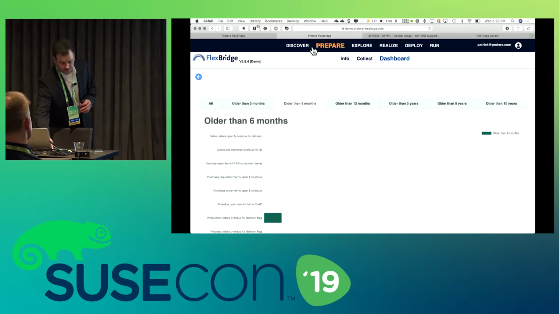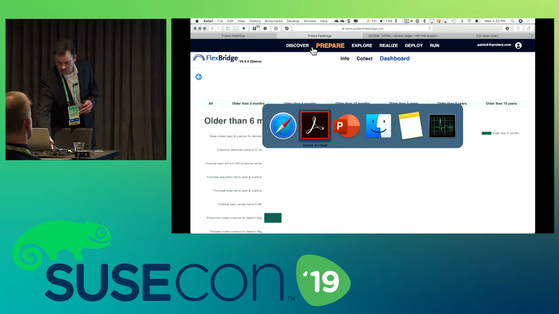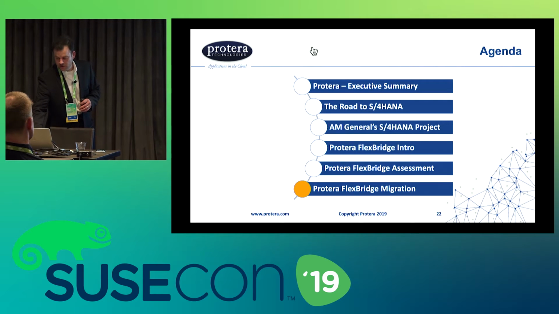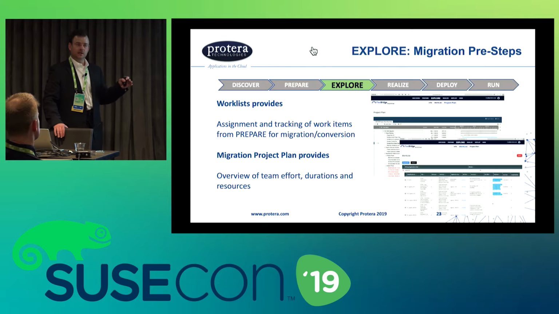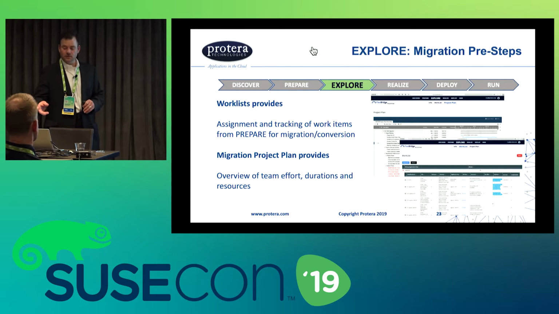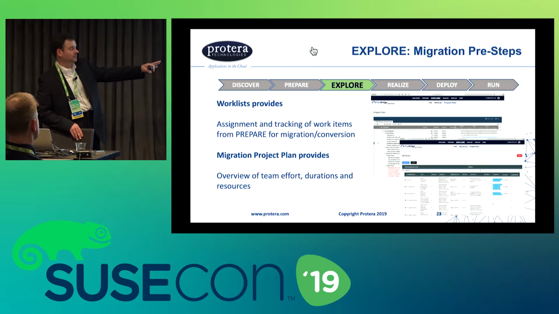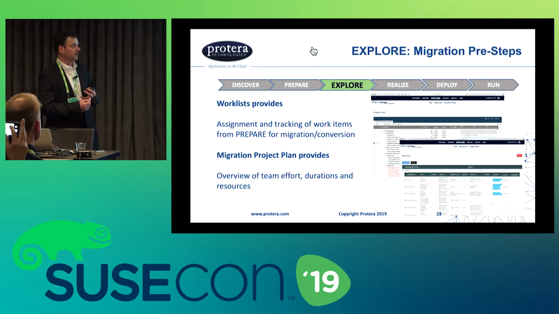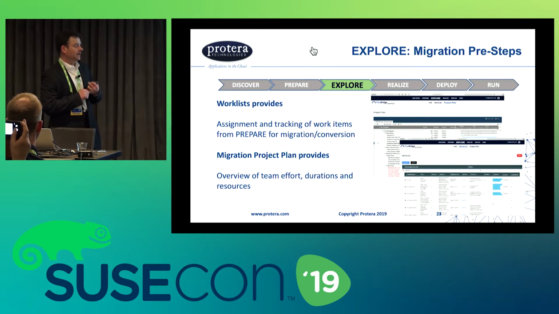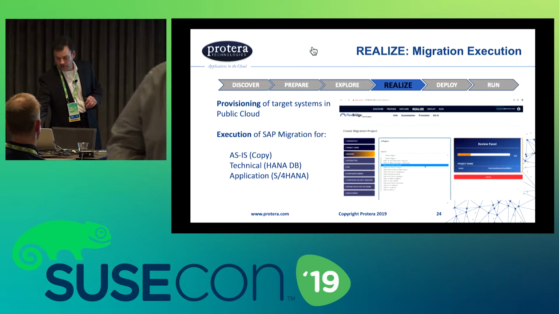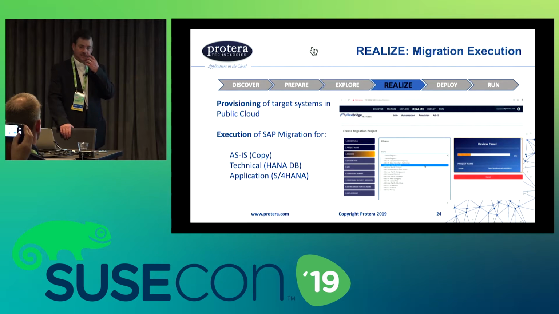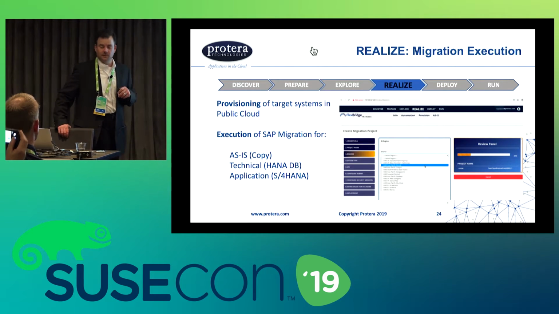The next 3 phases are all around execution. So I'll cover those real briefly. And that is, when you take this assessment, again, it's complementary, you'll have this work list then that you can now use for your migration. And from this, you have the work list as well as the project plan that is going to be applicable for an as-is migration, a technical transformation, or the S/4 application transformation. So I'll show that next, as well as the realize phase, which actually does the performance of the migration itself.